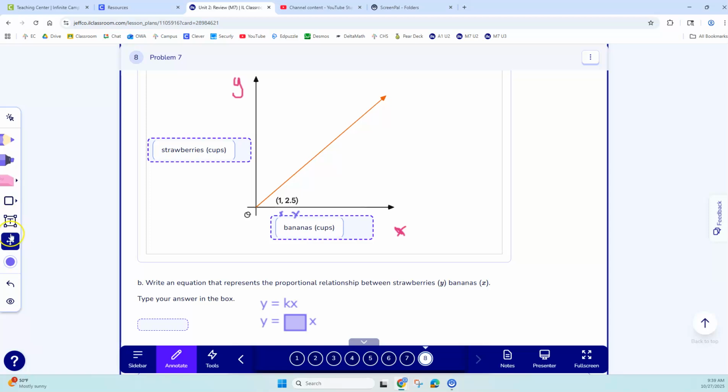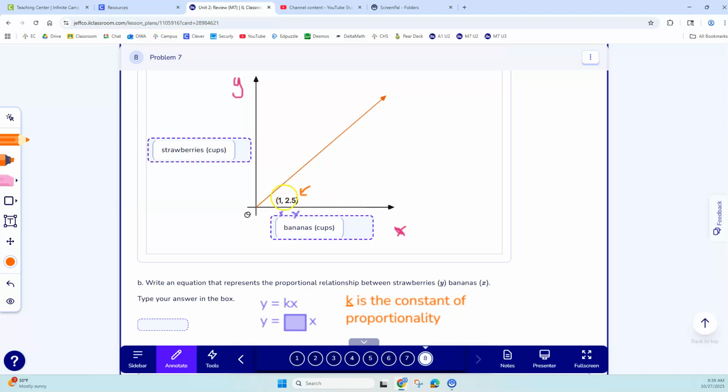Well, remember that our k value is the constant of proportionality. K is the constant of proportionality. So we want to figure out what that is. We don't have to because they actually tell us that information. If they didn't, we would have to use a calculator and figure it out. But it's right here. Our constant of proportionality is right here.